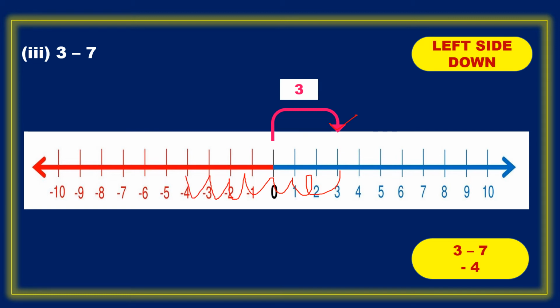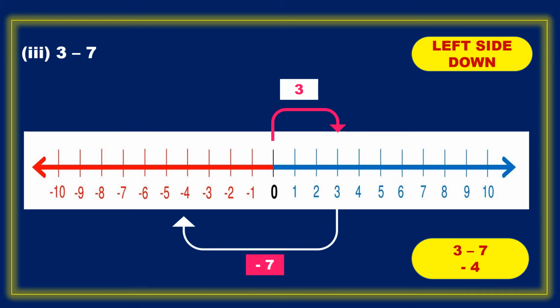So it is stopping at minus 4. Minus 7 steps, whatever is there here, you should write here, and it is stopping at minus 4. This answer should be tallied with this one. Okay, this is how you should check. Okay, let us go to the next problem.